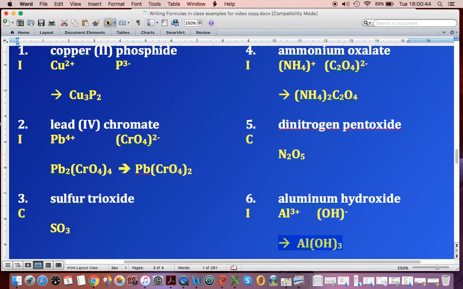And we do a crisscross. And a common mistake students make is they forget the brackets. The 3 went outside the bracket, so we gotta keep them. The 1 from here came down for aluminum. We don't write that down. So that's 6 more examples. By this point, you should have a clue how to do formulas.